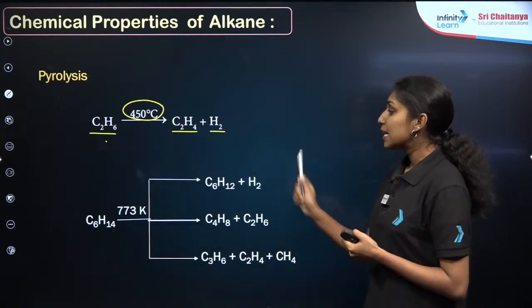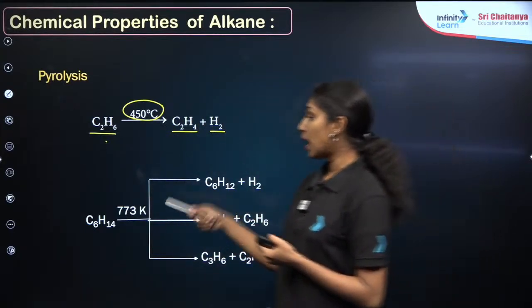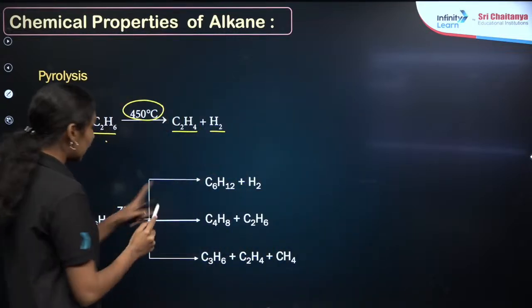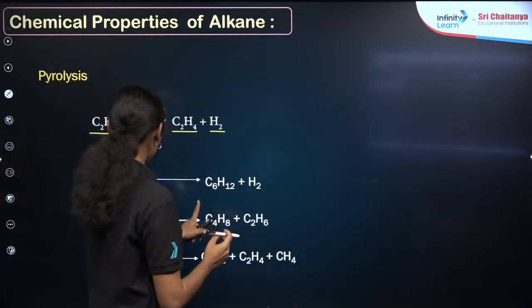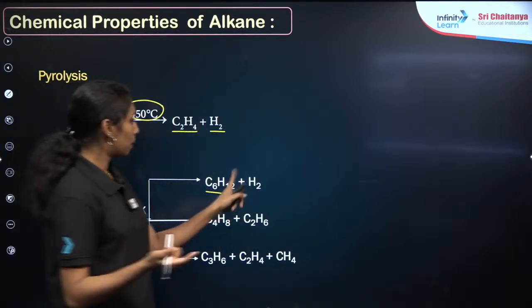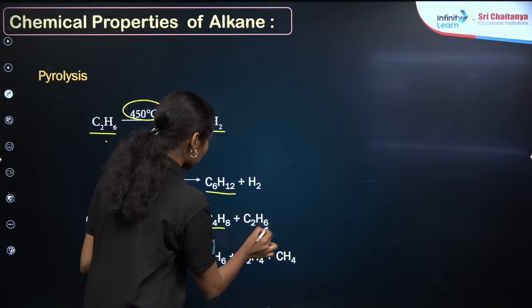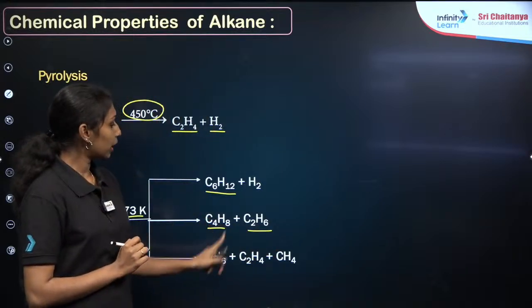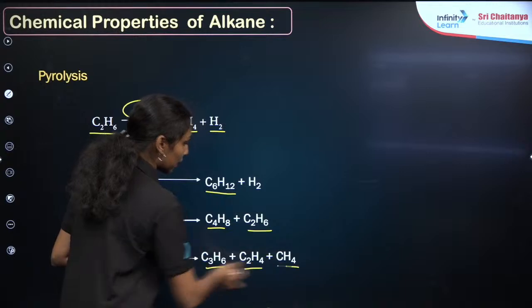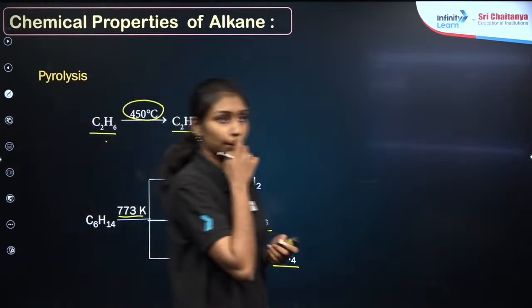C6H14, I am heating this particular compound in presence of high temperature, 773 Kelvin. 3 different products that I am observing. First one, it is hexene, C6H12 plus H2. Then it will be 2 alkanes, one is butane and another one is ethane. Then last one, propane, ethane and methane. Clear?